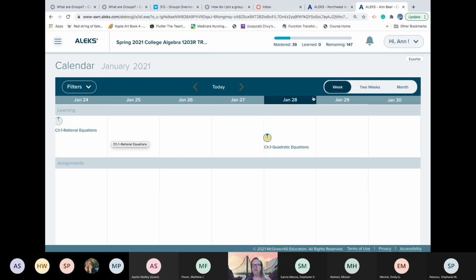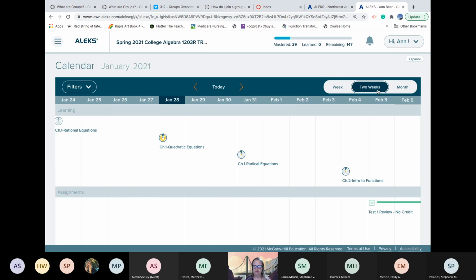Now the calendar has different views. It has a week view, 2 weeks view, and a month view. I personally like the 2 weeks view. So you can see it gives you a bigger picture of what's going on for the next couple of weeks. So you can plan better.